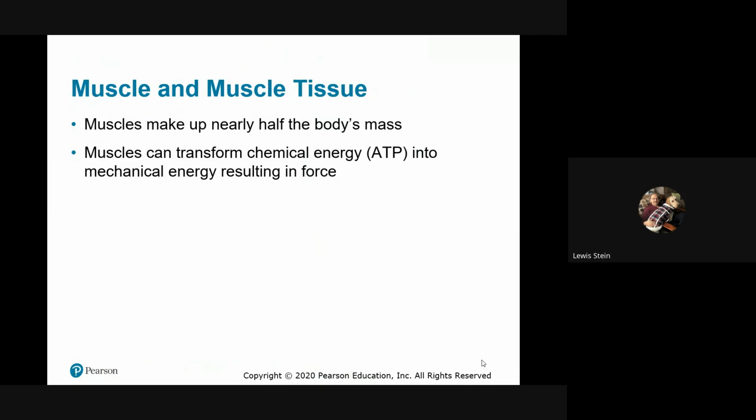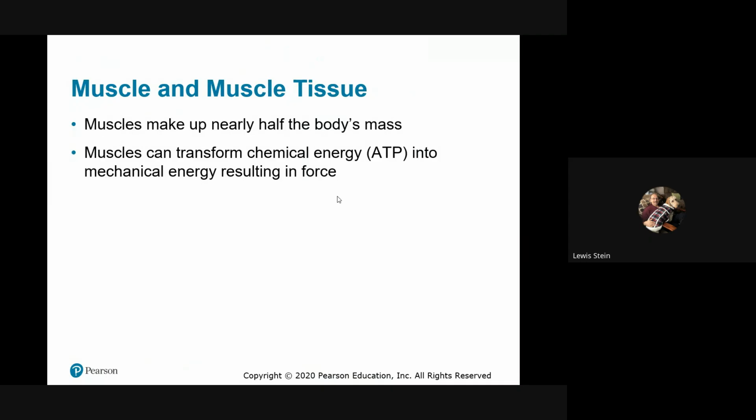And this is where we're going to get our real exposure to, the first time we see, the interaction of your two control systems. In this case, we're going to look at the primary one for fast, the nervous system, and how it impacts muscles. Muscles are half of your body's mass, the weight of your body. Bones aren't that heavy. Muscles are. And again, this is where we see energy transformations.